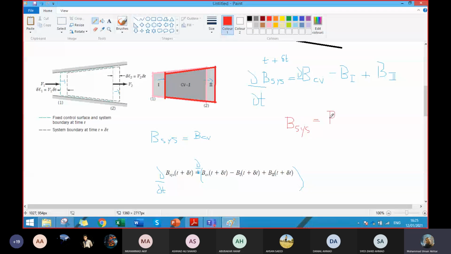But what has happened now? The system is equivalent to the control volume minus this region, the one region, right? Yes, sir. And plus this region 2, this new region which has moved. This has happened at time t plus delta t. Initially, they were the same. Is it clear now? Yes, it's clear. Okay, thank you, sir.